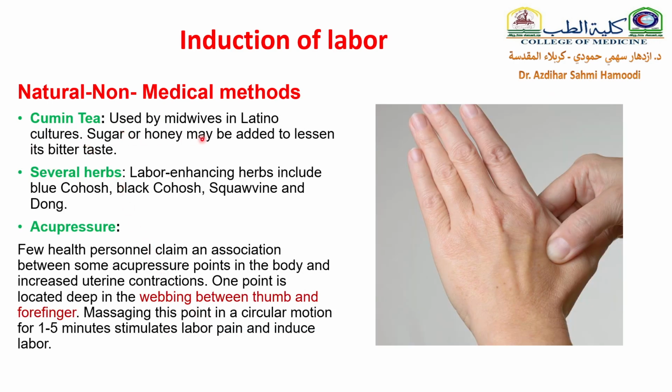Chamomile tea is used by midwives also as a natural way for initiation of contractions. The same for several herbs. Acupressure. They found that there is an association between some acupressure points in the body and increased uterine contractions. One point is located deep in the webbing between the thumb and forefinger, as you see here. Massaging this point in a circular motion for 1 to 5 minutes will stimulate labor pain and induce labor.